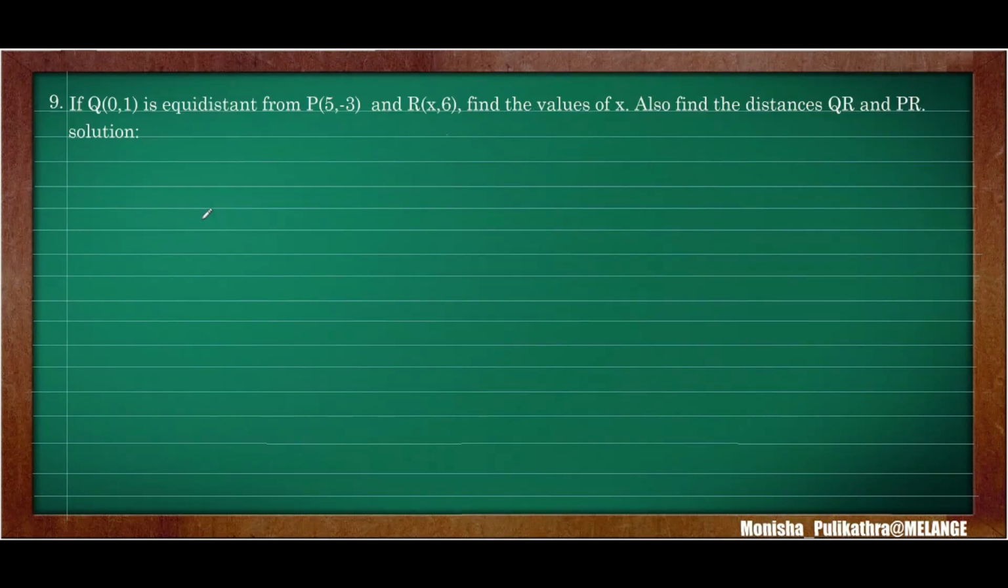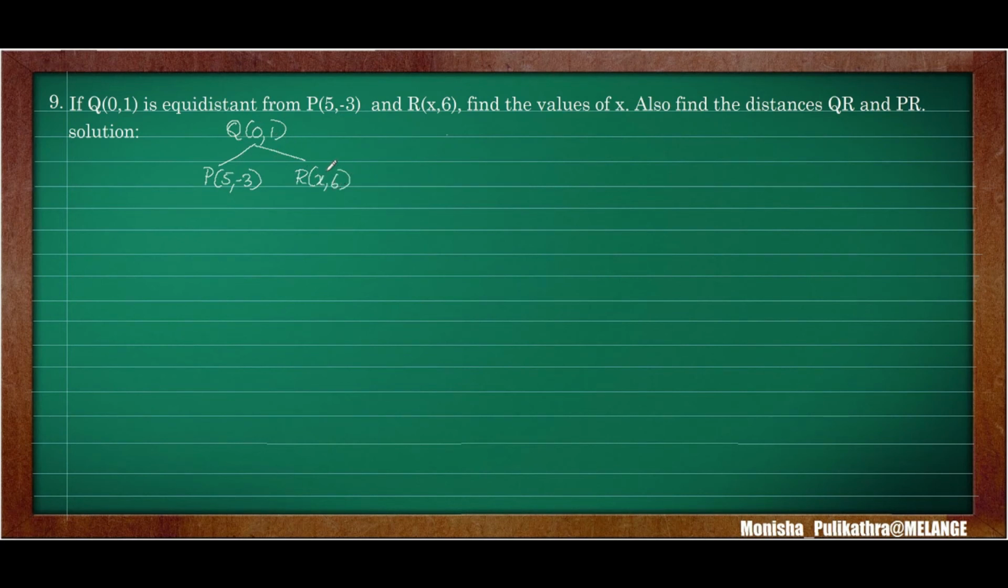Moving on to the ninth problem. The ninth question is, if Q of (0, 1) is equidistant from P of (5, -3) and R of (x, 6). I have already told you in a previous problem, equidistant means it's of the same length.